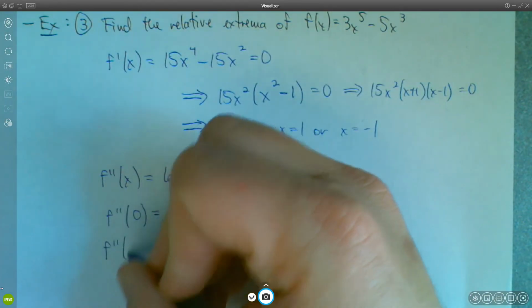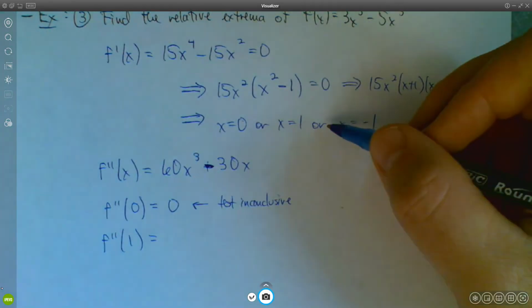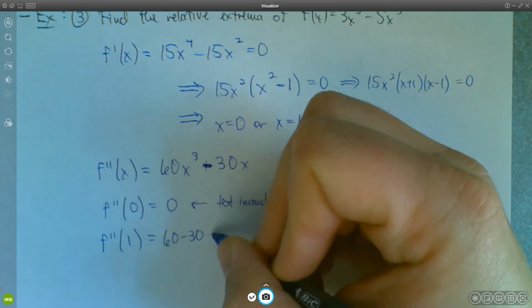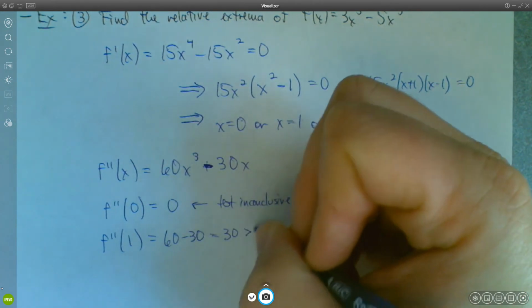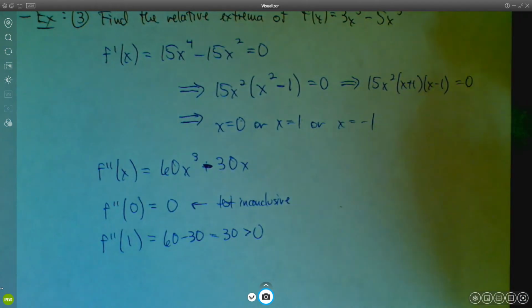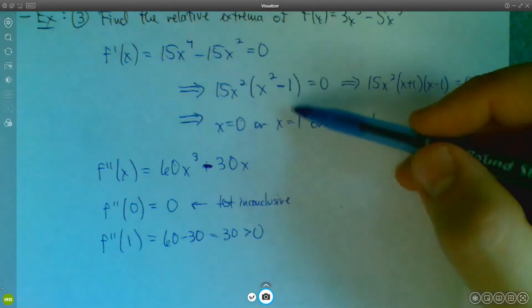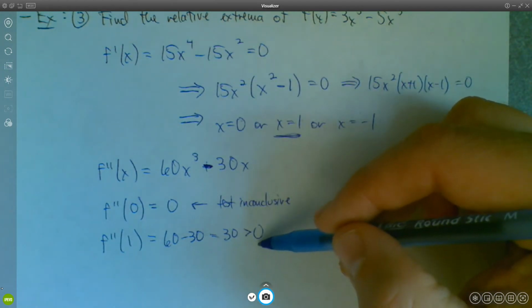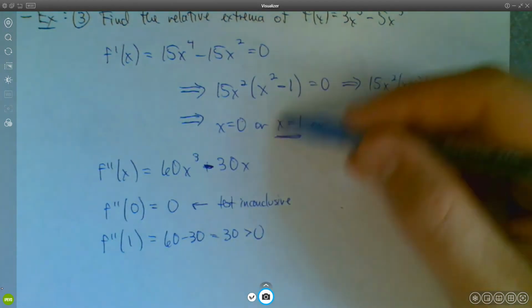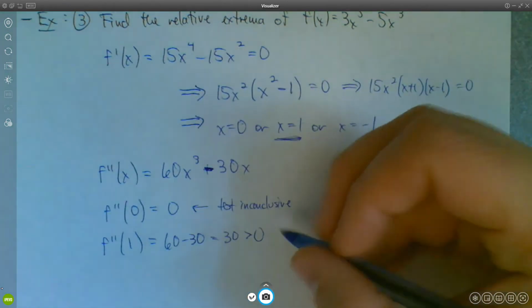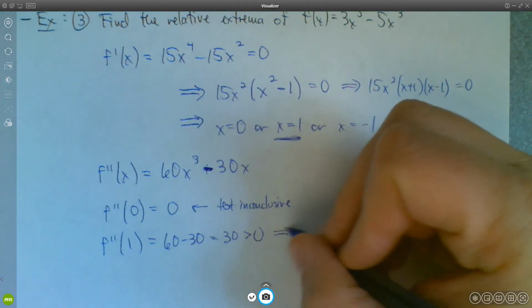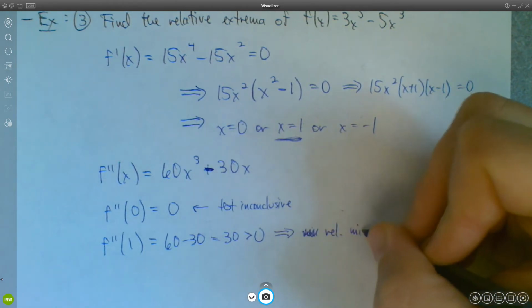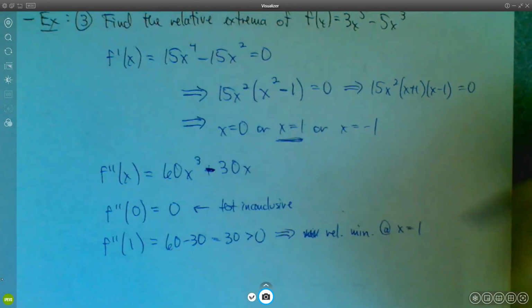What about f double prime of 1? So if I plug in 1, I get 60 minus 30. That's 30. It's greater than 0. Okay? So remember, that means that you're concave up. So x equals 1 is a critical point, and the function is concave up there. That means that it must be a minimum. Right? So we'll say relative min at x equals 1.